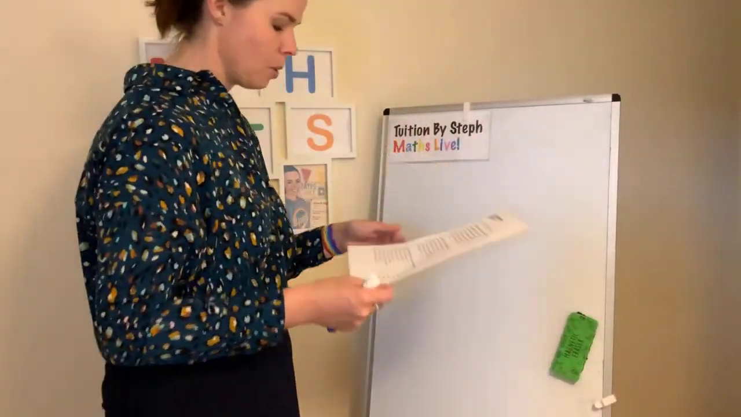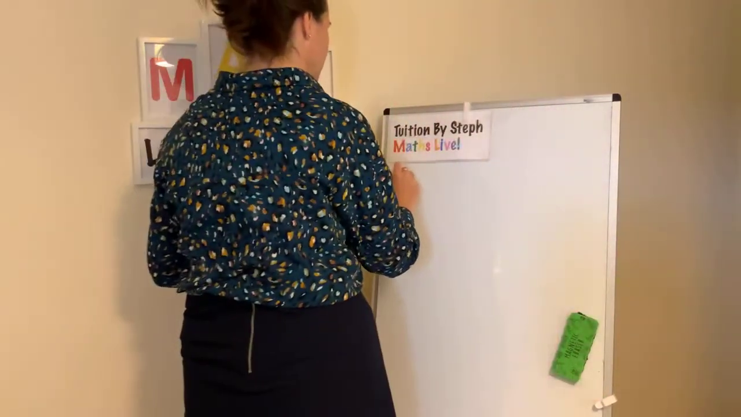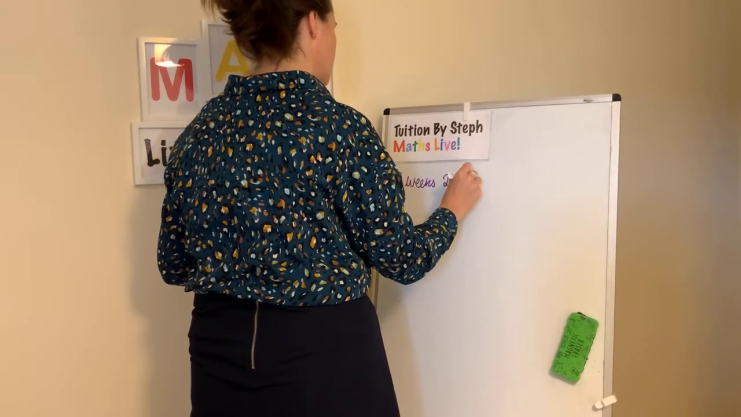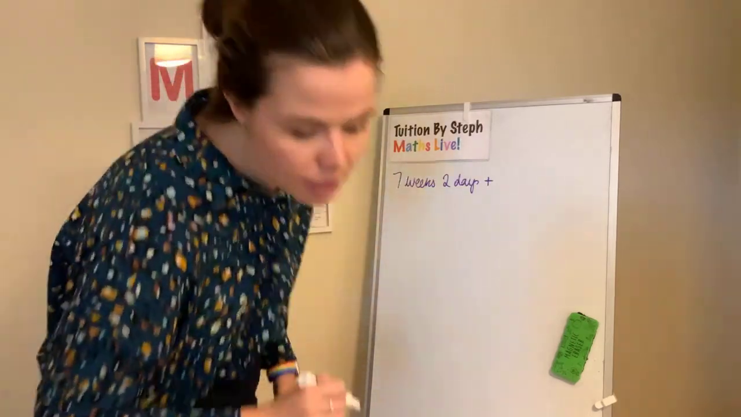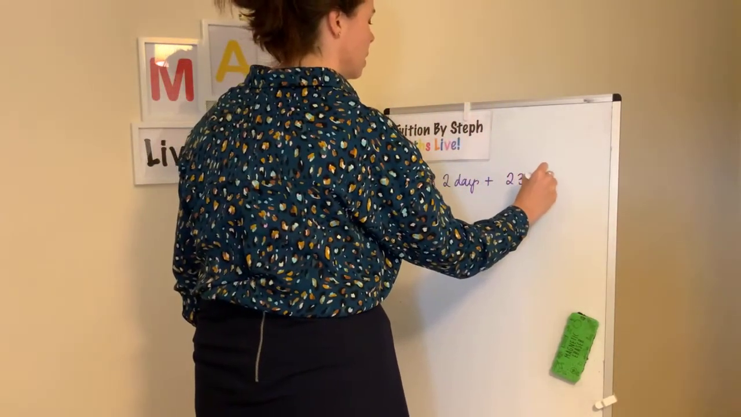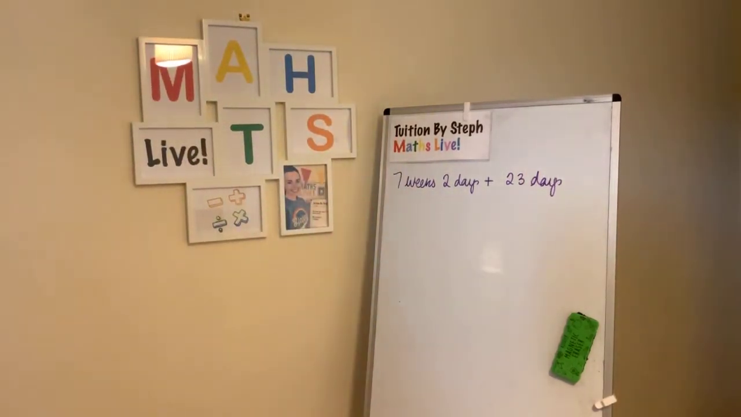Okay, so I'm going to give it a go at 7 weeks. Add 23 days. Have we got that? 7 weeks and 2 days plus 23 days. See, I told you you'd get some right.